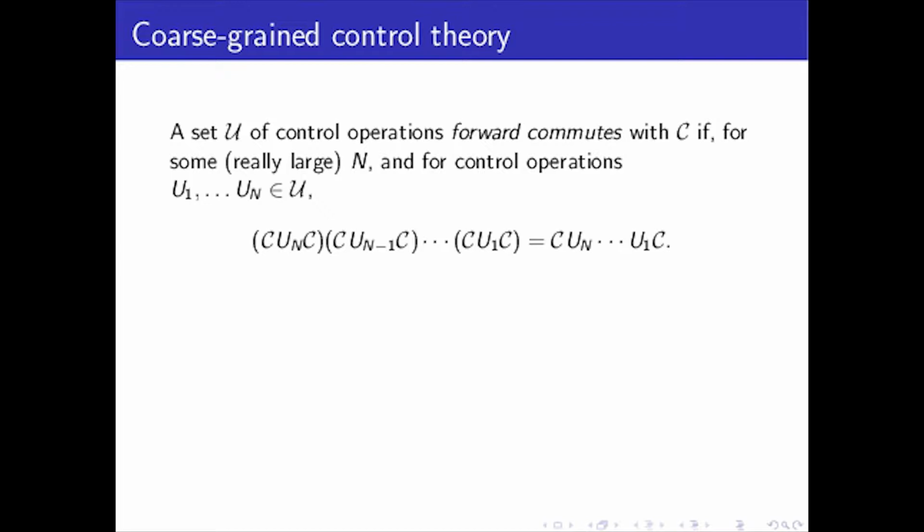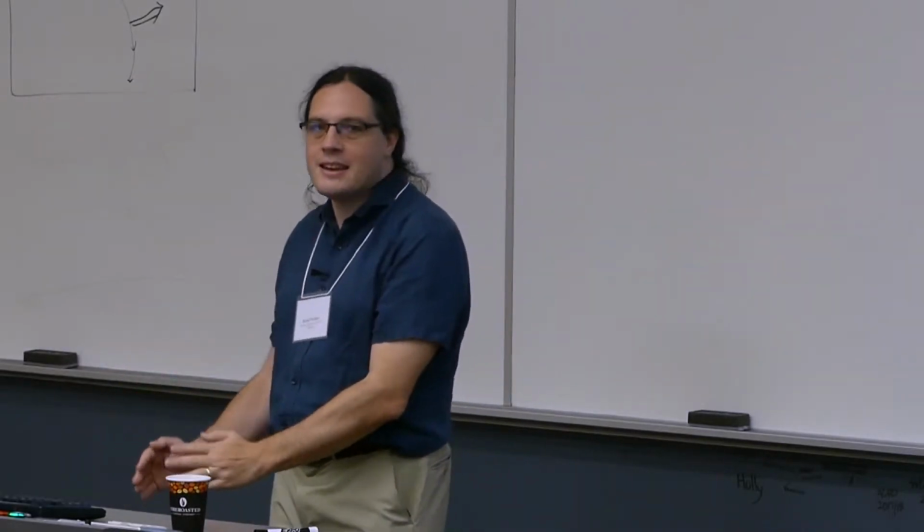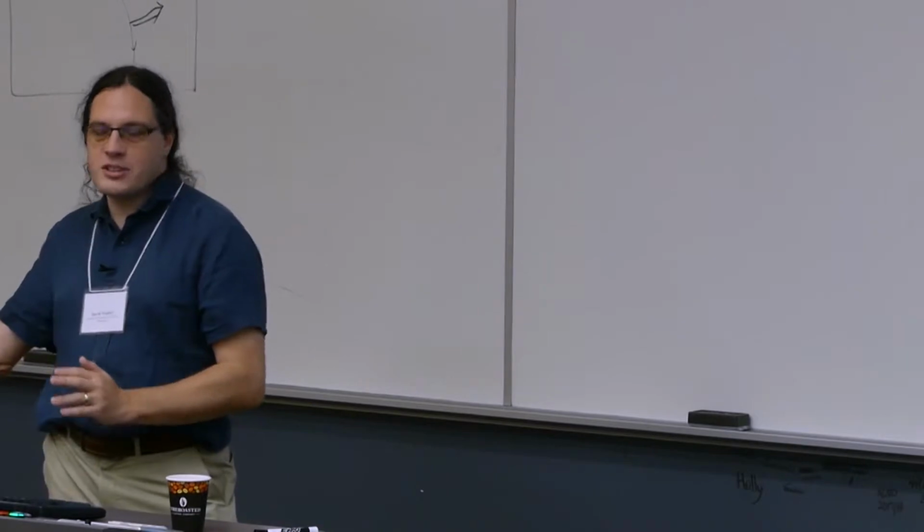So, in other words, suppose I do the following two things. Firstly, I apply the coarse-graining map, then I apply a whole sequence of control operations, and then I coarse-grain again at the end. Or suppose instead of that, I apply the coarse-graining map, apply the first control operation, coarse-grain again, apply the second control operation, coarse-grain again, apply the third control operation, coarse-grain again. If I do either of those things, I get the same transformation of the state space.